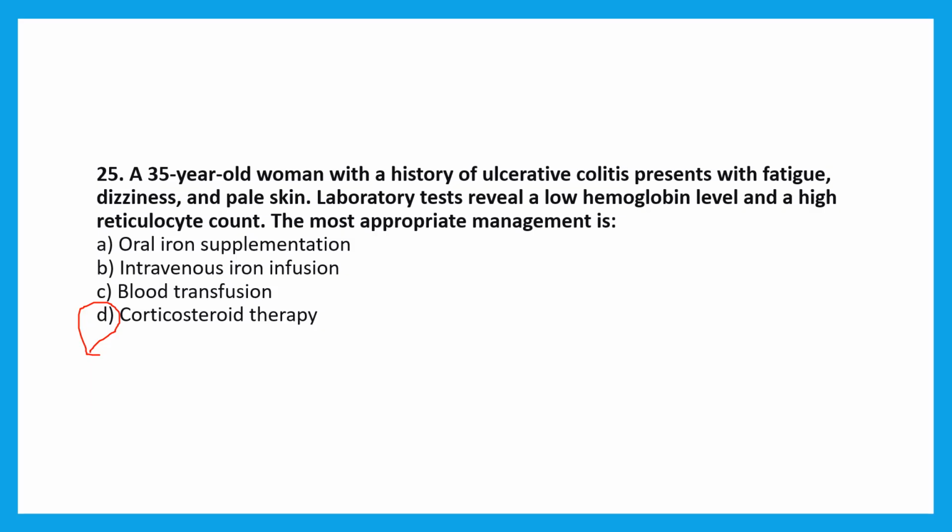I'm thinking corticosteroid therapy here. Why? Because ulcerative colitis is an autoimmune condition, and a common cause of hemolytic anemia is autoimmune. The first-line treatment for autoimmune hemolytic anemia is corticosteroids. I'm going with this because references say that corticosteroid therapy is the first-line treatment for autoimmune hemolytic anemia.